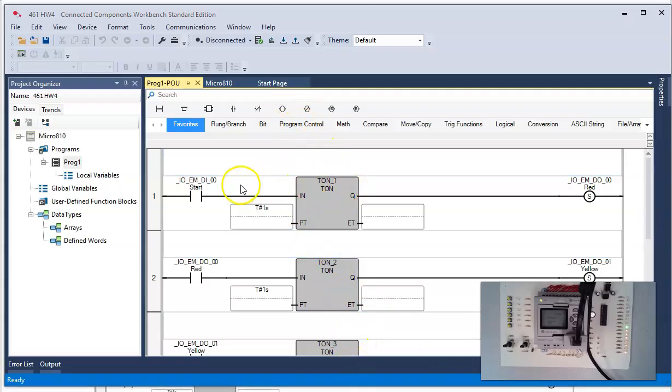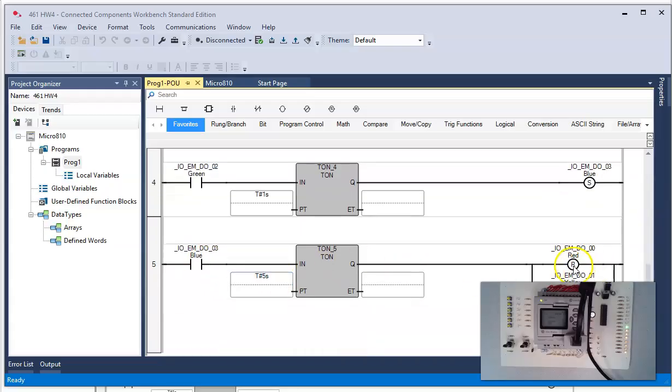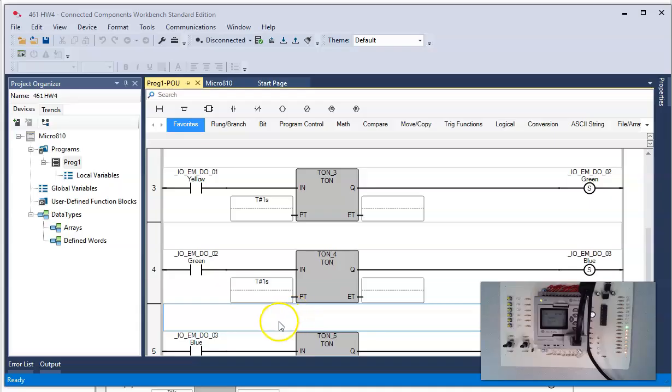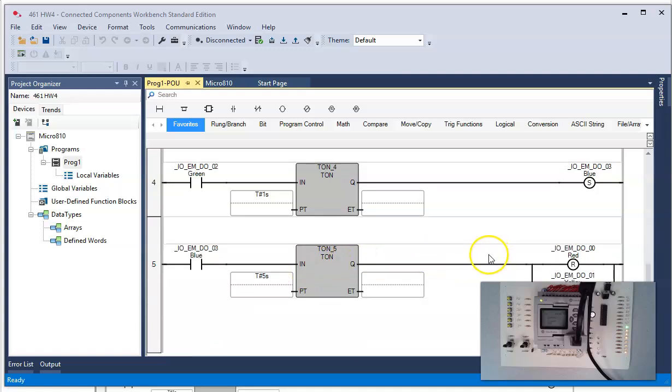I'm going to hold the button down for 1 second. That turns on the red light. When the red light has been on for 1 second, it turns on the yellow light. Yellow light stays on for 1 second, turns on the green light. Green light stays on for 1 second, turns on the blue light. Blue light is on for 5 seconds, then turns everybody off. So to get that to work, I compile.